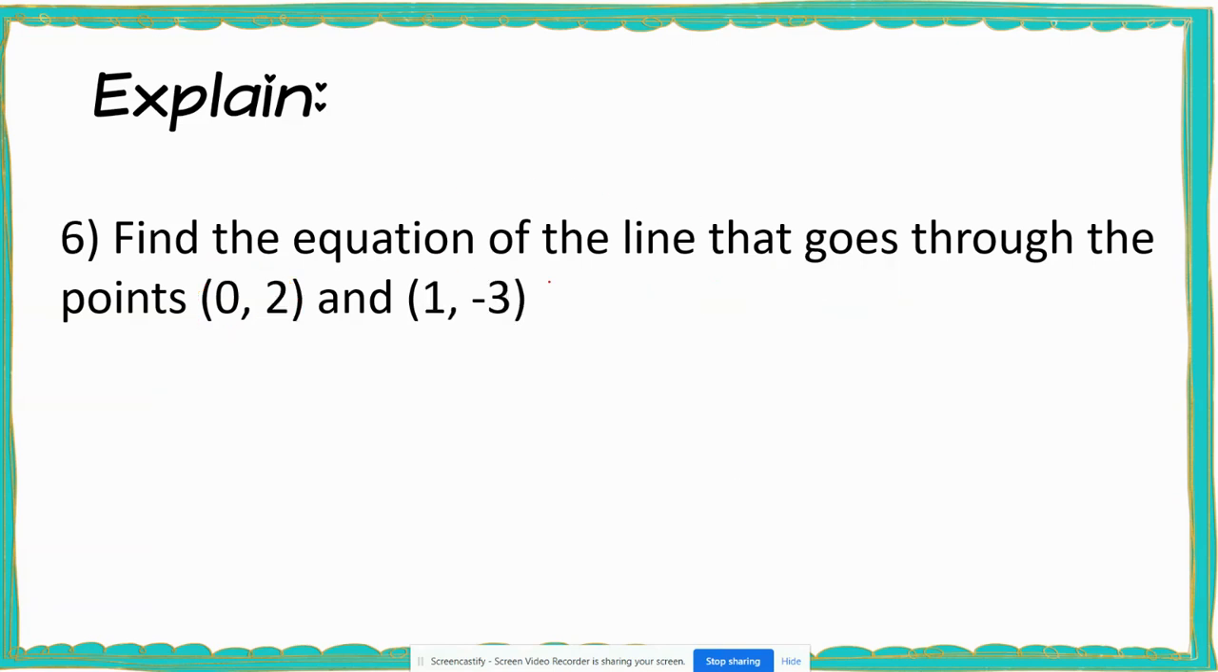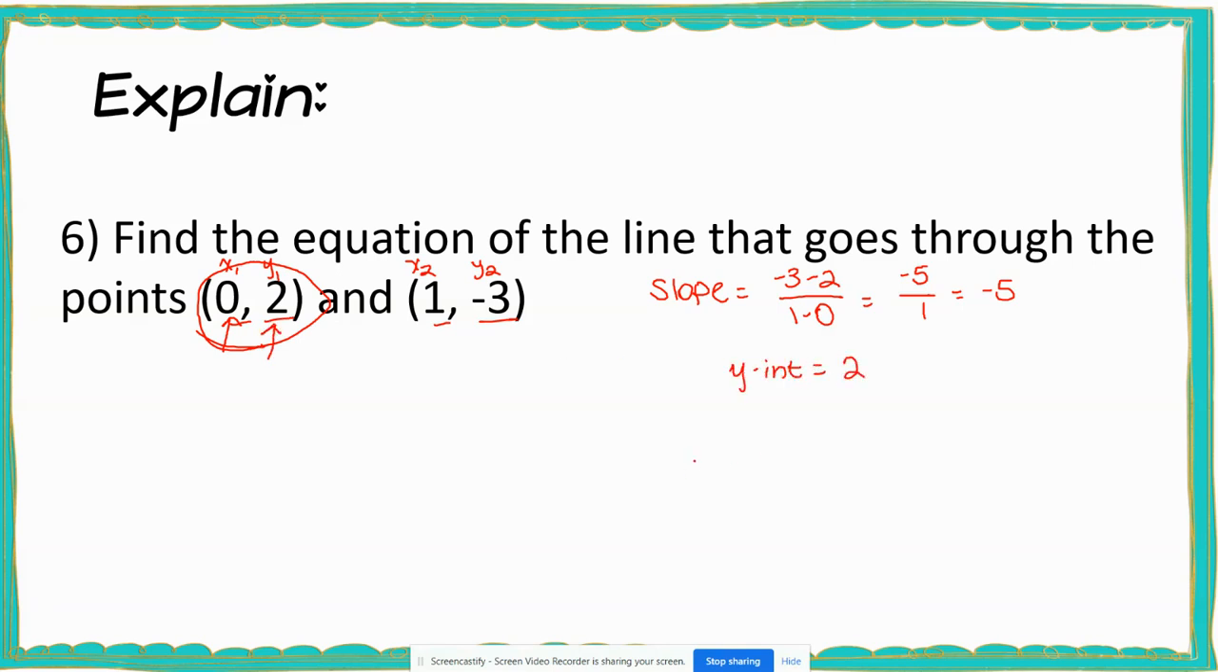Number 5, we're first going to start with our slope. So we're going to do negative 3 minus 2 over 1 minus 0. Negative 3 minus 2 is negative 5, and 1 minus 0 is 1. Negative 5 divided by positive 1 is negative 5. Our y-intercept is already given to us because x is 0 when y is 2. So our y-intercept is positive 2. Our equation is going to be y equals negative 5x plus 2.